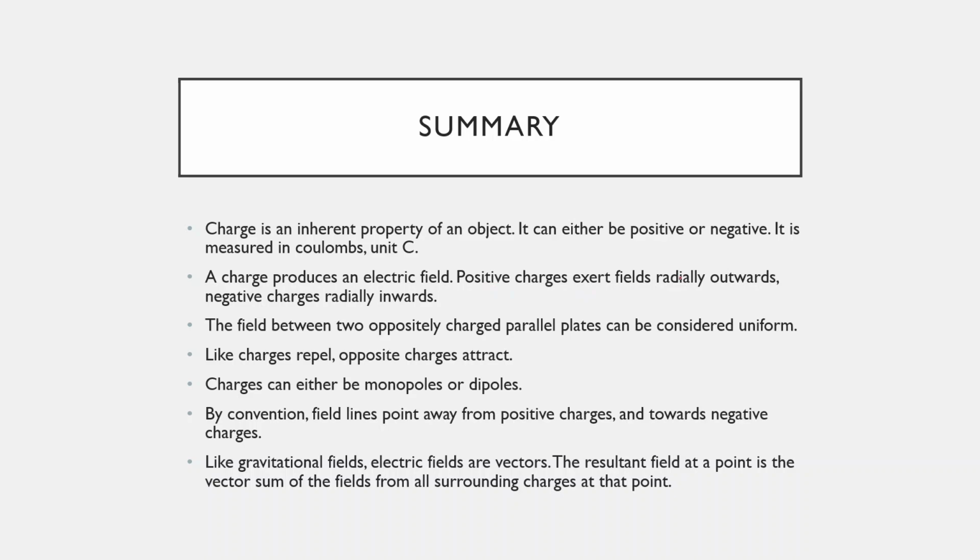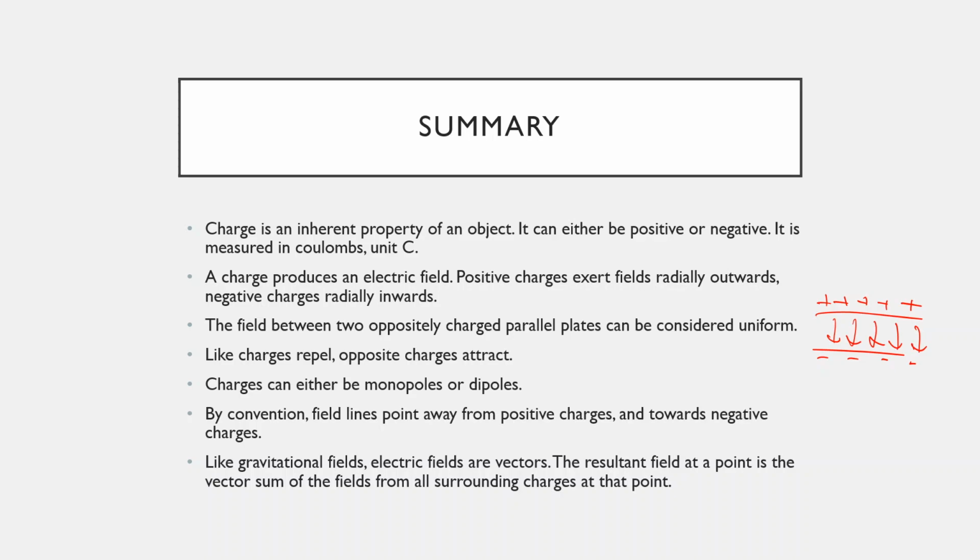Positive charges exert fields radially outwards. The field points away from positive charges, and radially inwards, points towards negative charges. We can also consider the field between two oppositely charged parallel plates, and that is a uniform electric field. So to remind you, that is like this. This plate is positive, this plate is negative, and the field lines point towards the negative plate like that. And that region between the plates is uniform. The field is the same strength everywhere and points in the same direction.